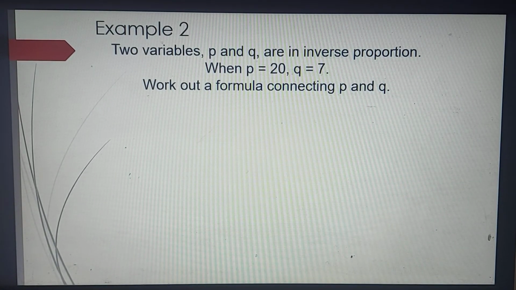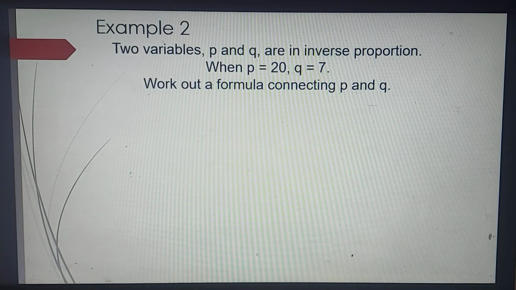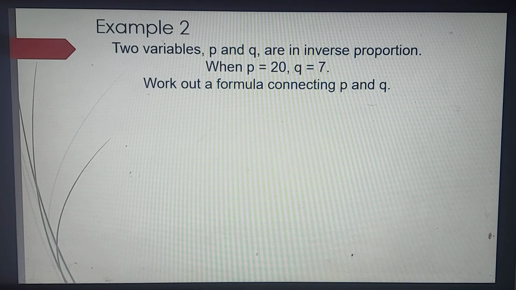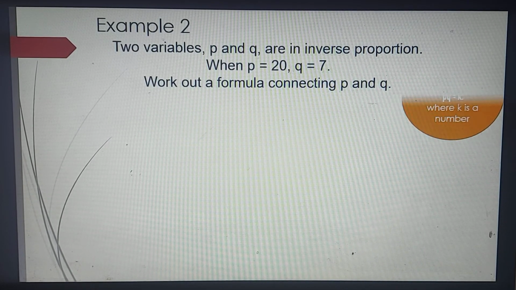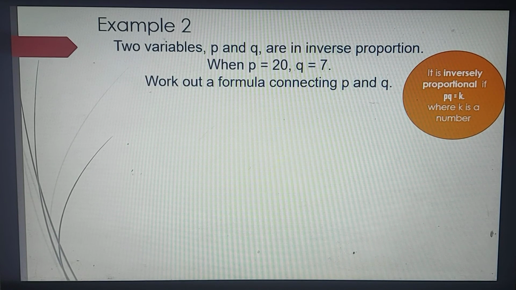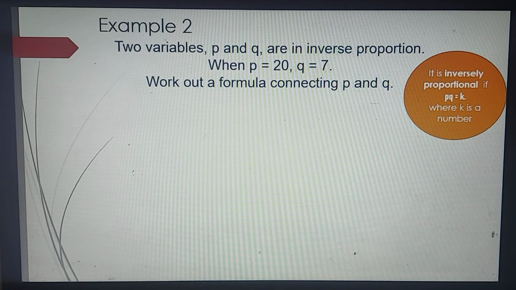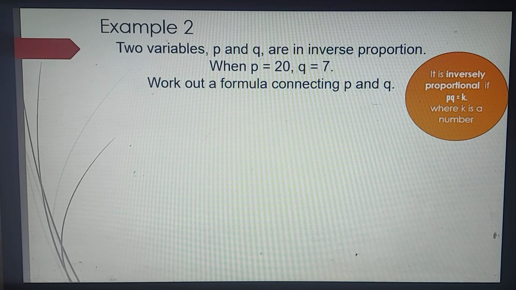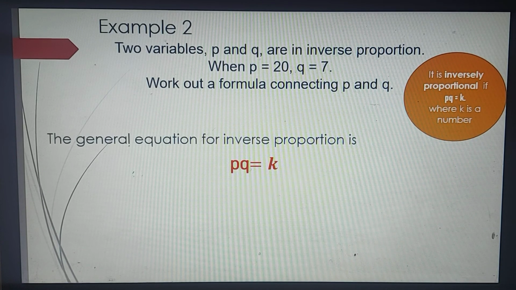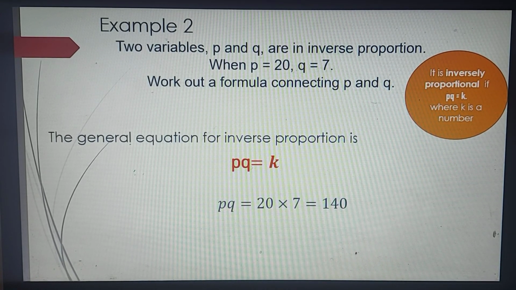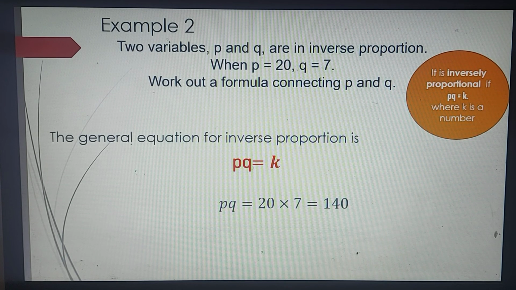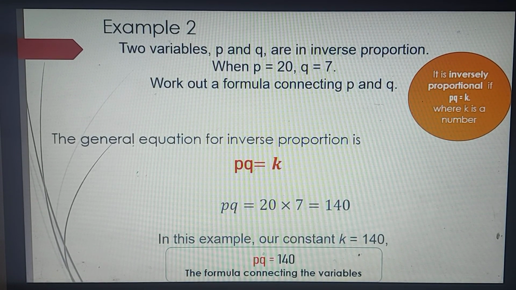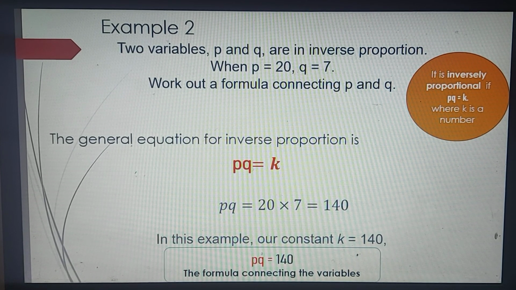Example 2. Two variables p and q are in inverse proportion. When p equals 20, q is 7. Work out a formula connecting p and q. Of course, you know that it is inversely proportional if pq equals k, where k is the constant number. So all you need to do is to multiply p by q. Then you have 140. It therefore means that the formula connecting the variables p and q is pq equals 140.